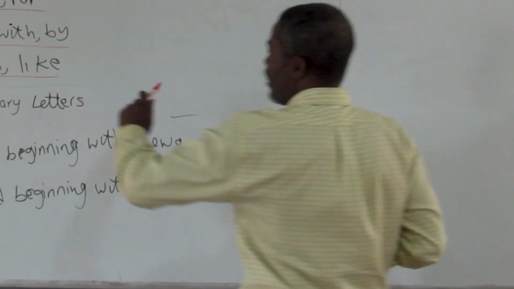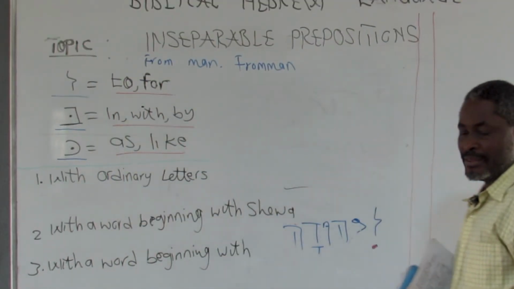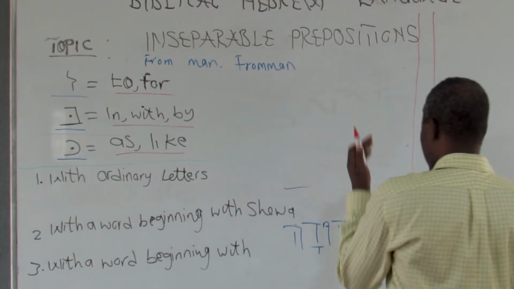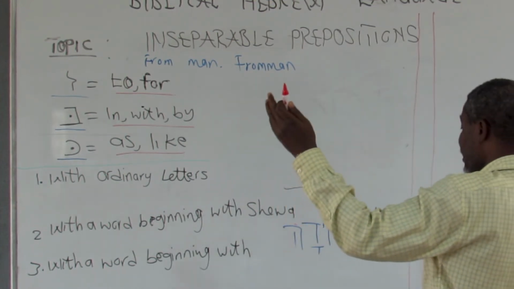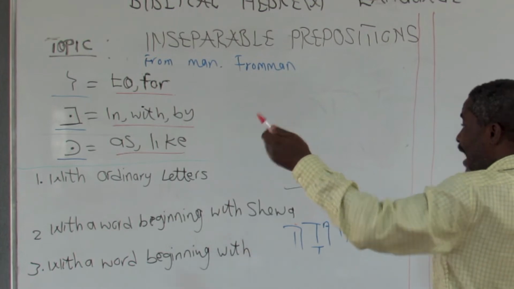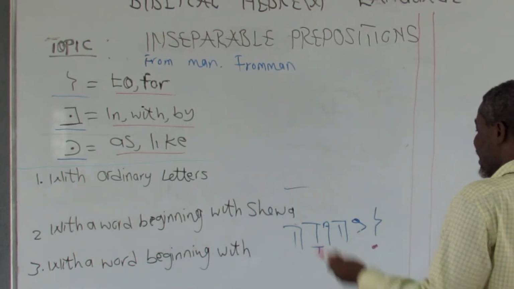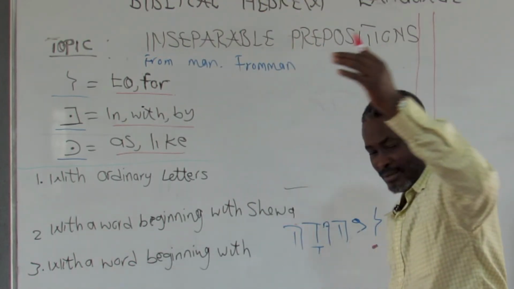And the same thing happens when you add the bet. It's also going to be Bihuda, that is in, with, or by Judah. As Judah becomes Kihuda.